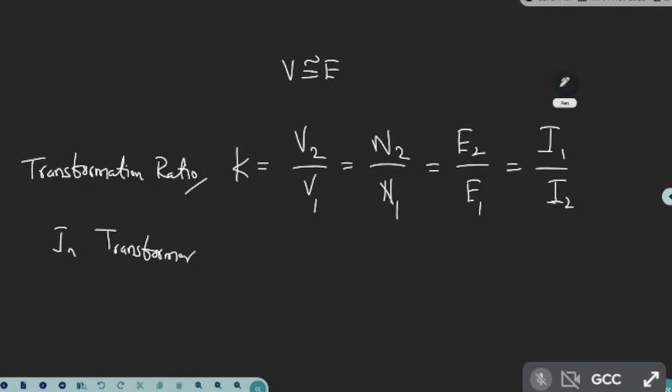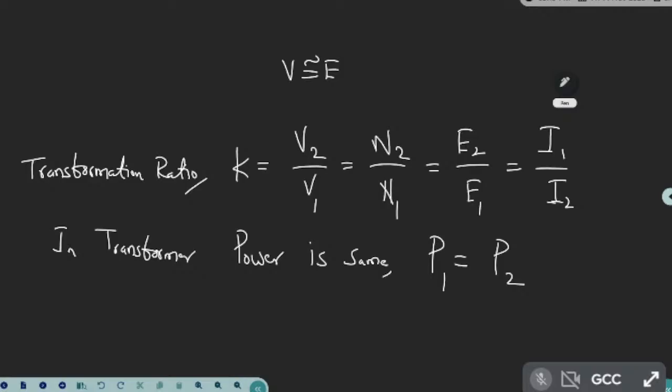Why? Input voltage is not equal to output voltage in a transformer. Input current is not equal to output current. Number of turns in primary is not equal to number of turns in secondary. Flux is common, frequency is common, 4.44 is common. Here in a transformer, power is common. Input power is equal to output power. Power will not change. Power is the same.